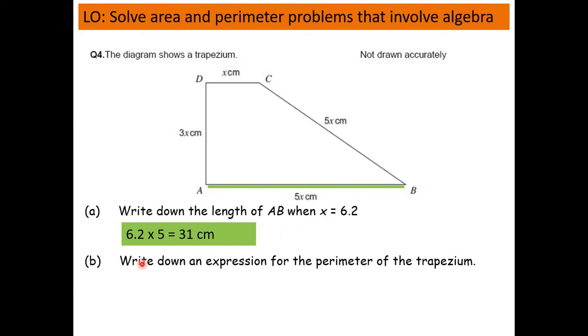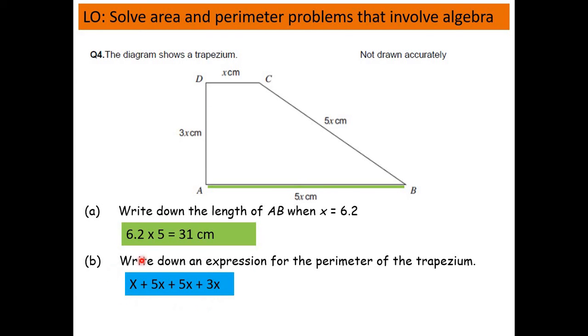The next question is asking us to write down an expression for the perimeter of the trapezium. So the perimeter, remember, is the length all the way around. All 4 sides added up. Let's look at this question. So let's write down our addition first. We've got x centimeters at the top, so that goes there. x centimeters plus 5x down here, plus another 5x, that's the measurement along here, and 3x is the measurement along here. We're going to add them together.